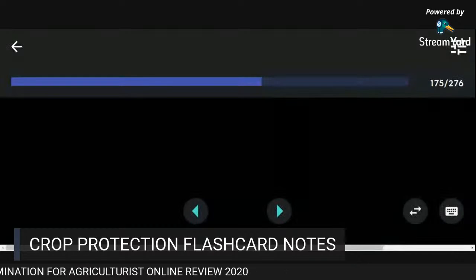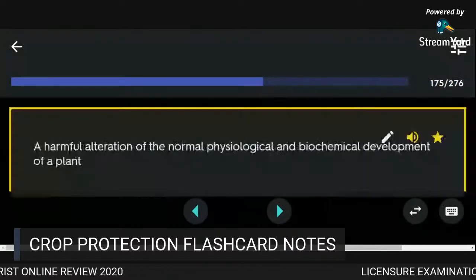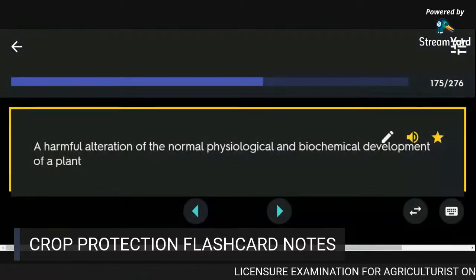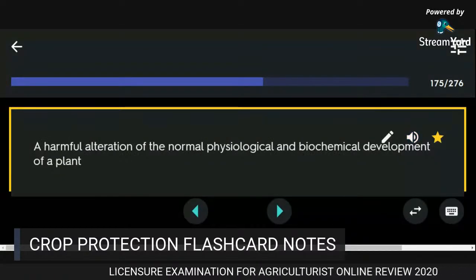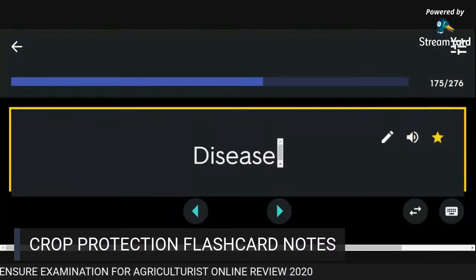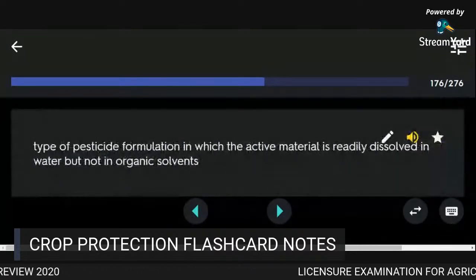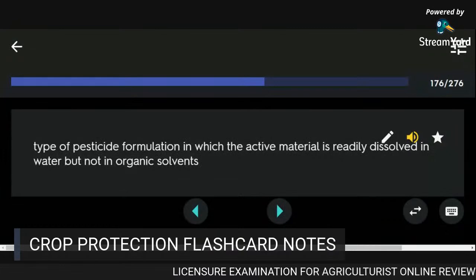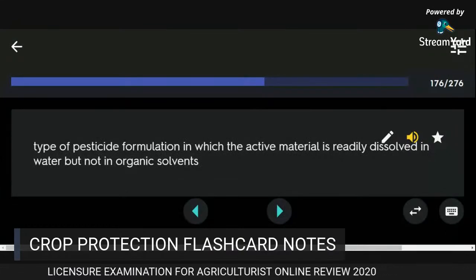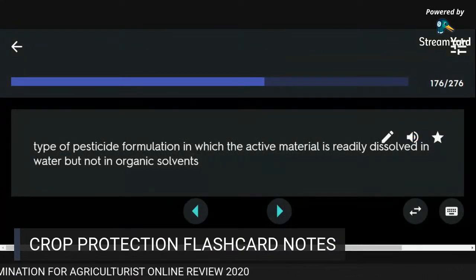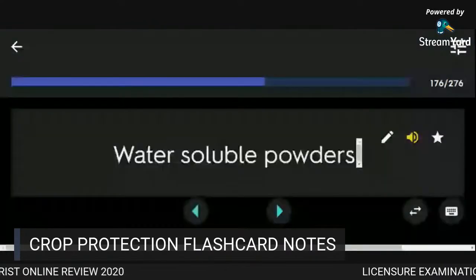A harmful alteration of the normal physiological and biochemical development of a plant: disease. Type of pesticide formulation in which the active material is readily dissolved in water but not in organic solvents: water-soluble powders.